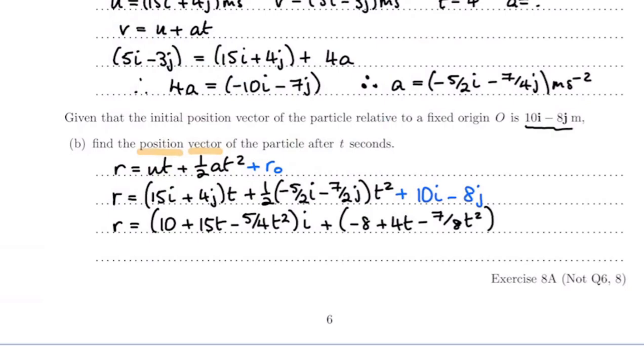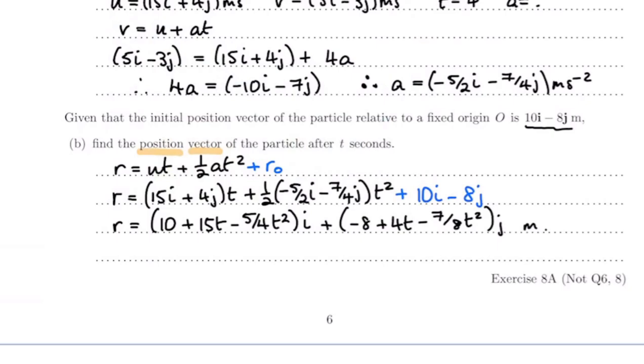Just check that's right. Yes, I've realised what my mistake is. Somebody was shouting at me. It should have been a 4. My apologies. And that is in the j direction, and that is meters. So that is your position vector.